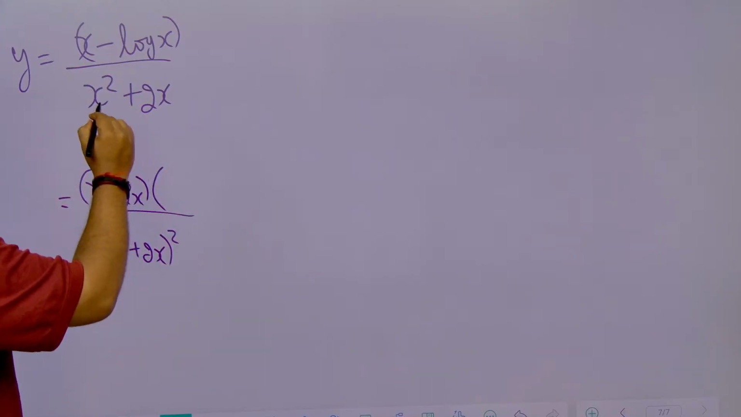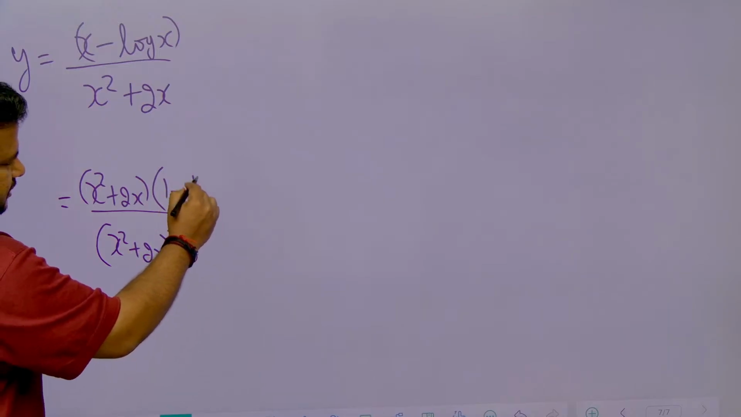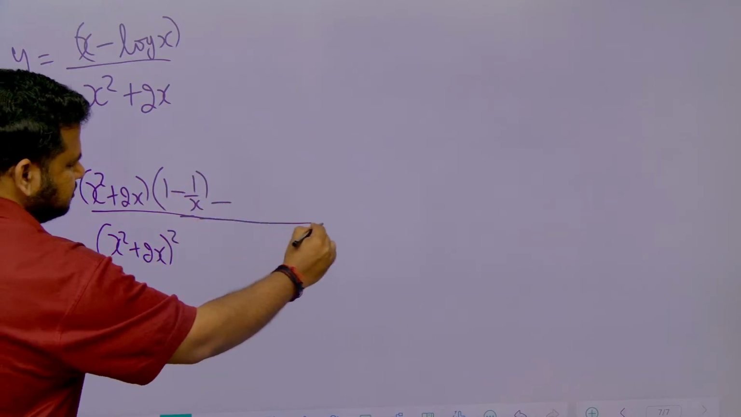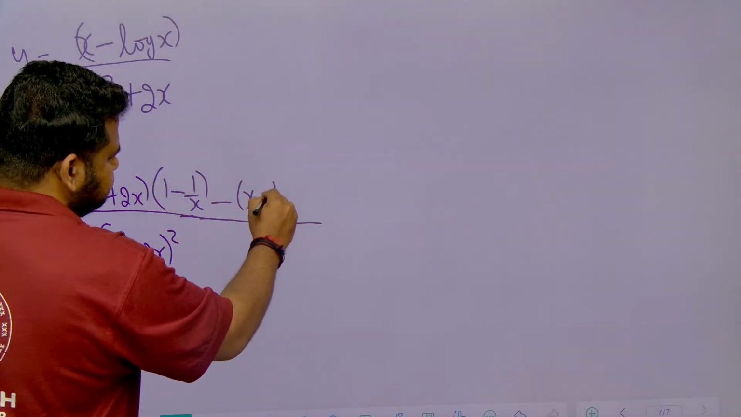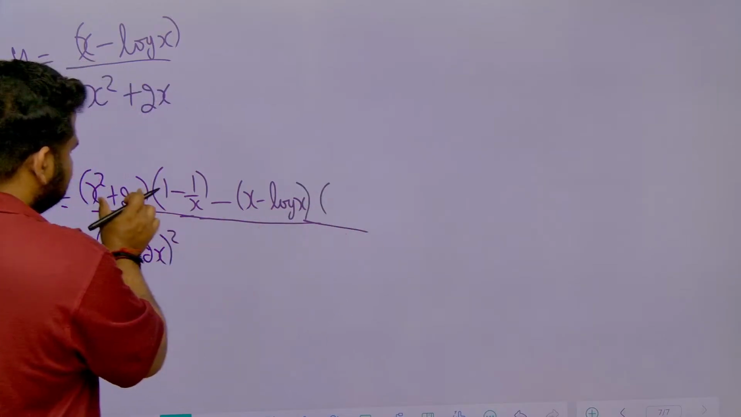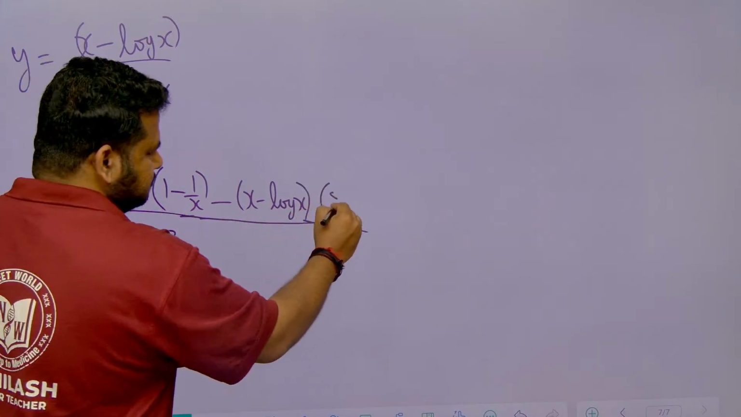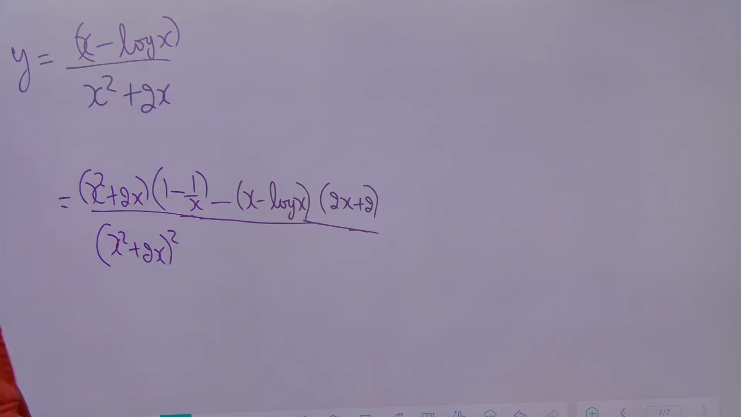So derivative of x is what? 1. Derivative of log x is what? 1 by x. Okay, that's all. Next, minus, numerator will keep it as it is, x minus log x, into differentiation of the denominator, that is x square is what? 2x. Derivative of 2x is what? 2. You can keep it as it is, that's all. Keep it as it is, leave it. Understood? You should keep it as it is, that's all.